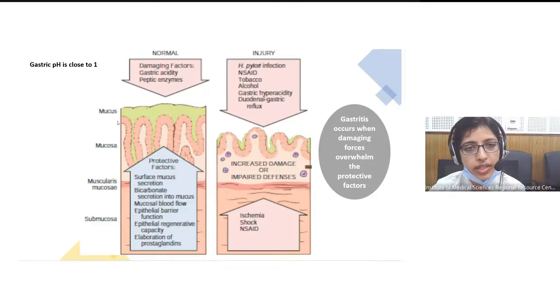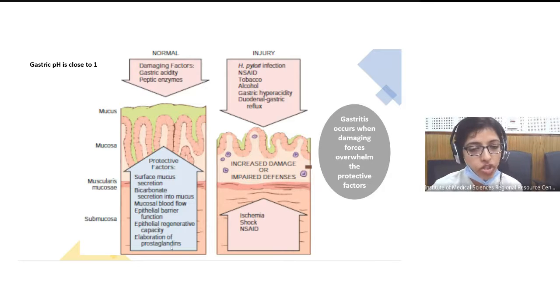So beneath this mucus layer, you have got the epithelial cells, and these epithelial cells also provide a barrier to prevent the back diffusion of the food and the H plus ions into the lamina propria. Then the epithelium has great regenerative capacity. The cells are almost renewed every 3 to 7 days. So this also acts as a protective mechanism.